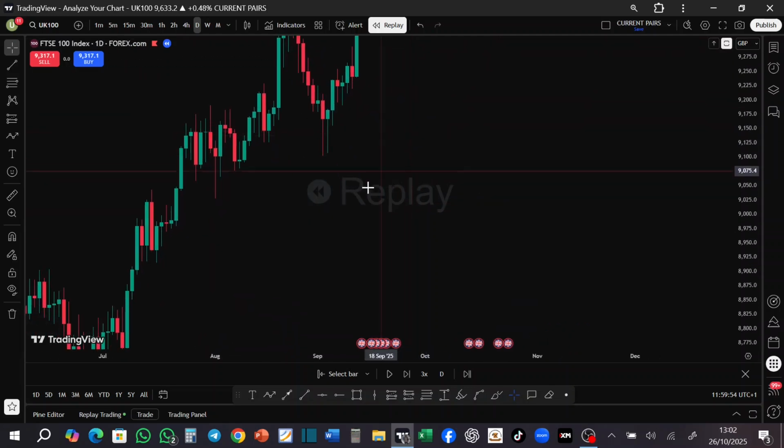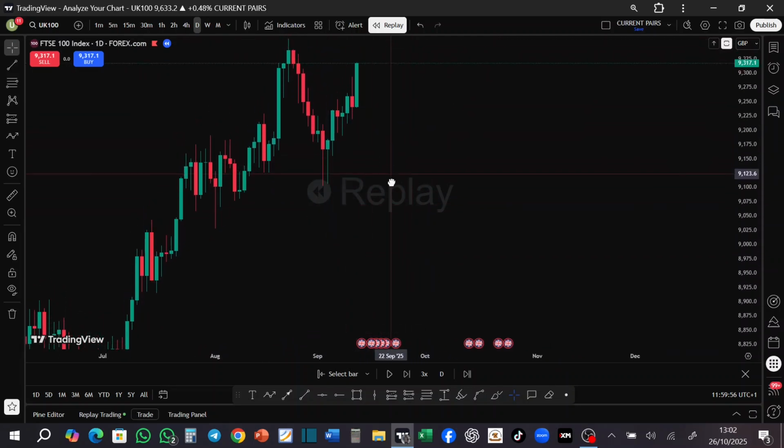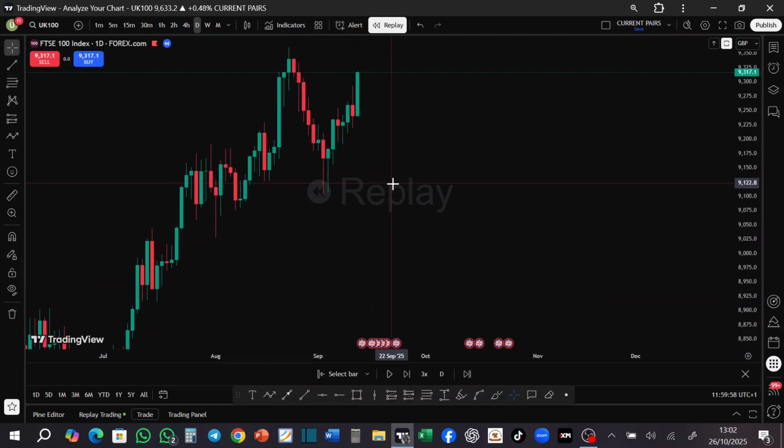Now, if you are to predict well when the market is going to go up, you wait for what we call a break of structure. Let's say the market has been going like this, okay?